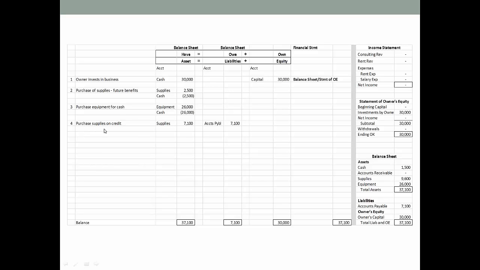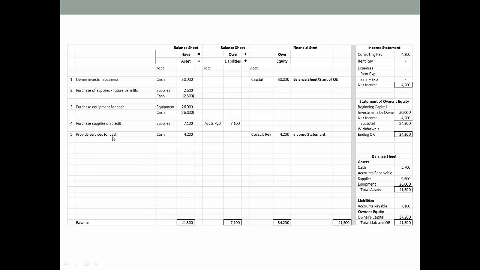Next, we purchase some more supplies, but now instead of using cash, we're going to use credit. So our supplies are going up in the amount of $7,100. Now we have a payable, a liability in the amount of $7,100. Both sides of the equation are going up. Assets equal liabilities plus owner's equity. So our total assets are $37,100, and our total liabilities and owner's equity are $37,100. And again, the composition of the assets is changing.